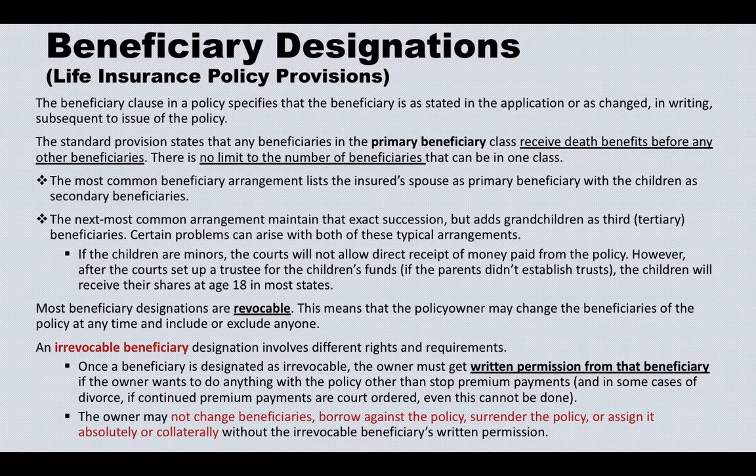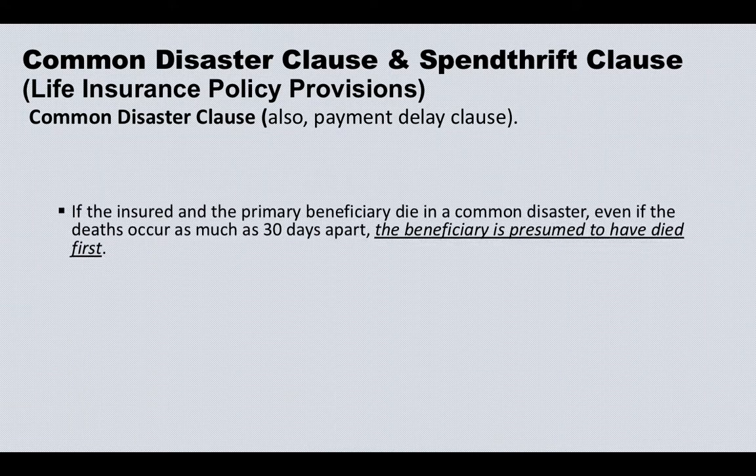So with life insurance provisions, there are other clauses called the common disaster clause and the spendthrift clause. This is closely related to the beneficiary. The common disaster clause is very interesting. I find it fascinating, so you will know why. This is also called the payment delay clause.